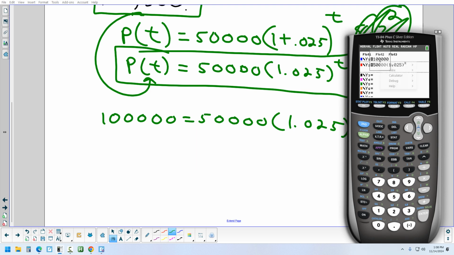Now Y1 is at 100,000. So is the standard window going to be okay? No. I would probably go up to like 110,000. So that gives me a little bit more on my Y max. So we're definitely going to see the line, but the question is, can we see where the curve hits it? No. We didn't go far enough out. What do I need to set higher to see where they cross?